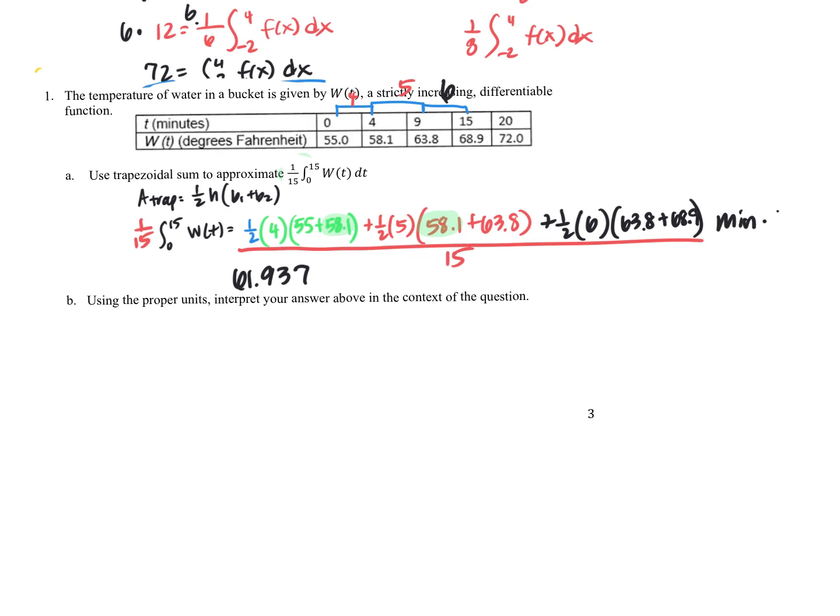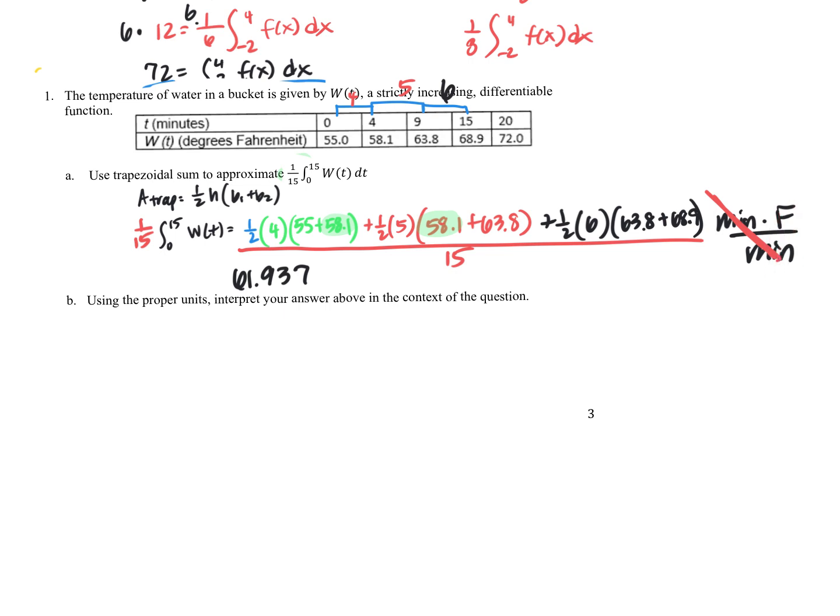minutes times Fahrenheit. Isn't that what we really did? And then what did we divide by? 15 is referring to minutes. So what's going to happen with those minutes? Yeah. So this, it says using proper units, interpret my answer. My unit is degrees Fahrenheit.